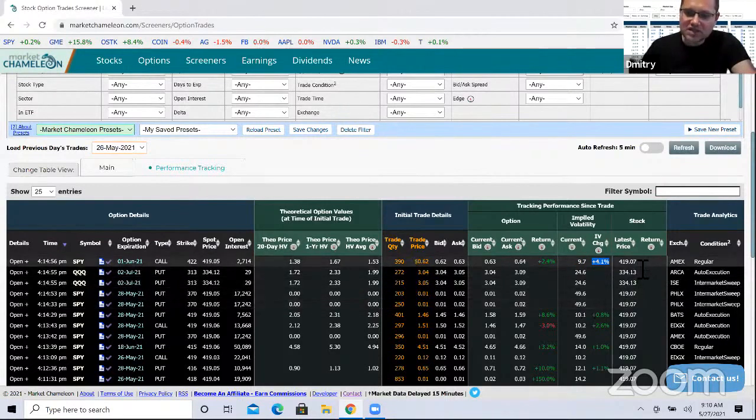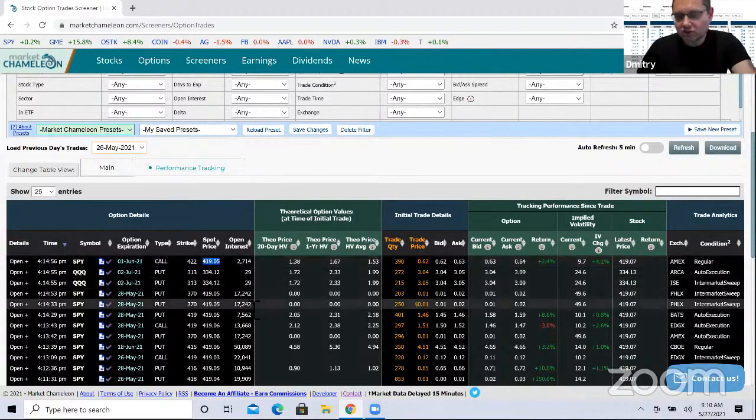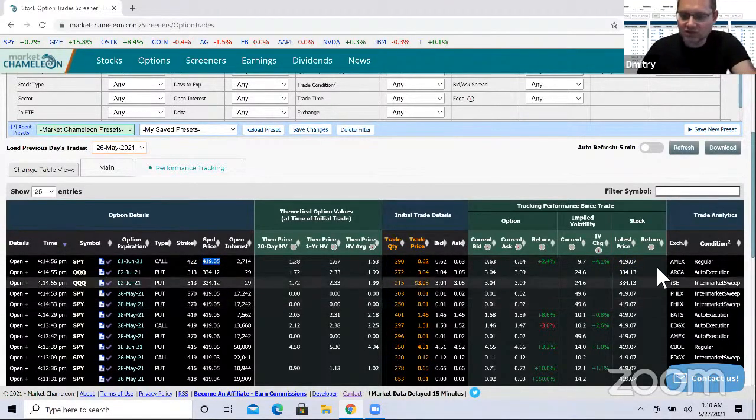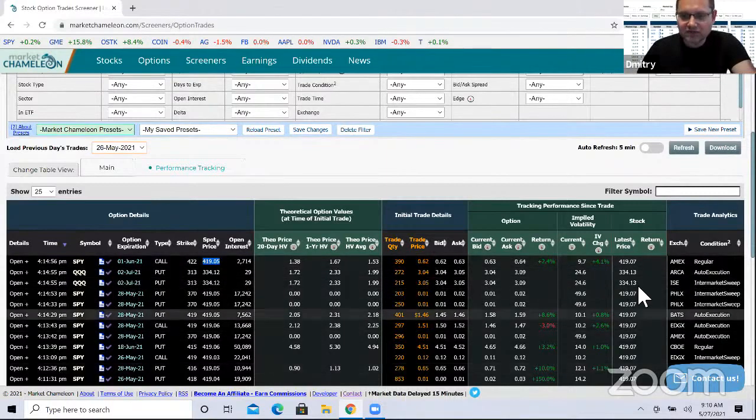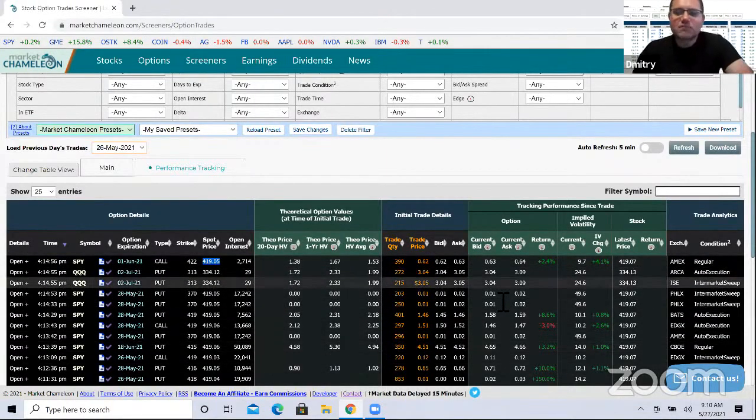And then we see that the stock price was $419.07 at the time of the trade. It was $419.05. So the percentage change is insignificant. That's why you don't see it. It's basically at the same spot. So that's a performance tracker.